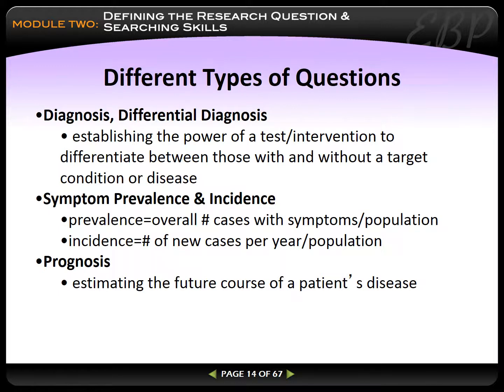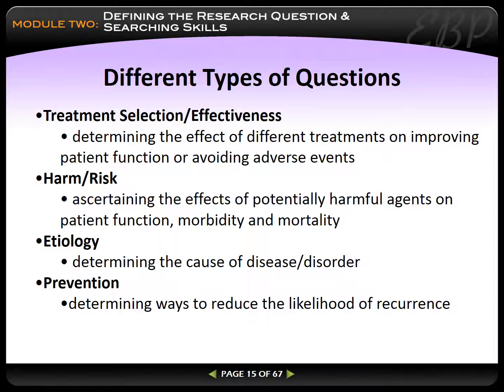So, as I said, there are different types of questions that you'll come across and that you might want to think about for your patients. So, don't think that it has to be an intervention trial. It can also be something looking at prognosis, differential diagnosis. It can be looking at harm or risk, etiology, and prevention.